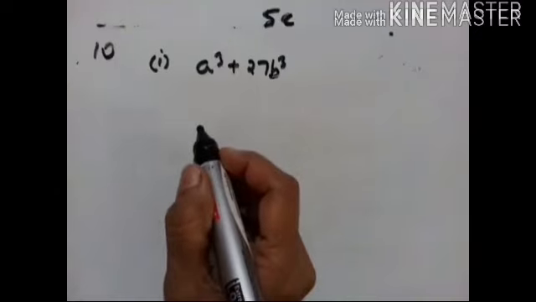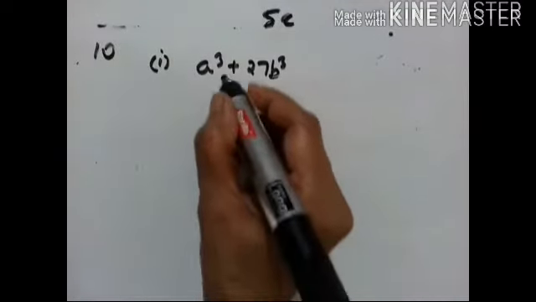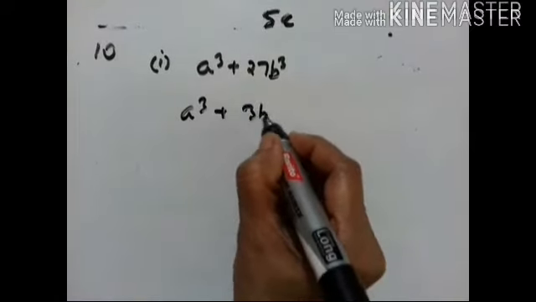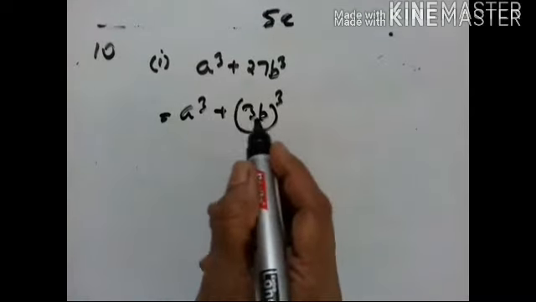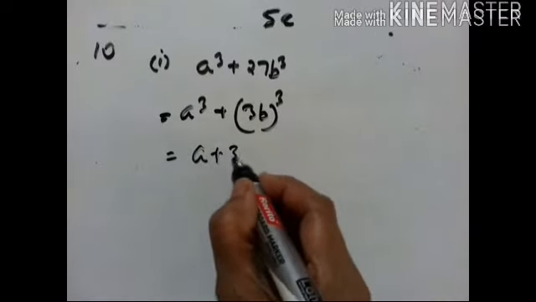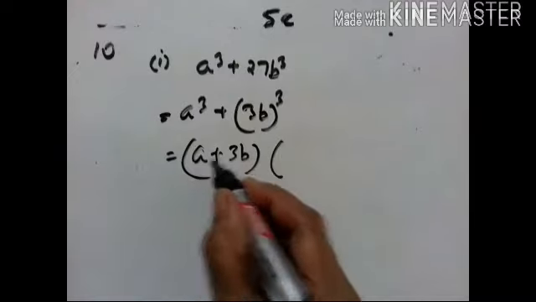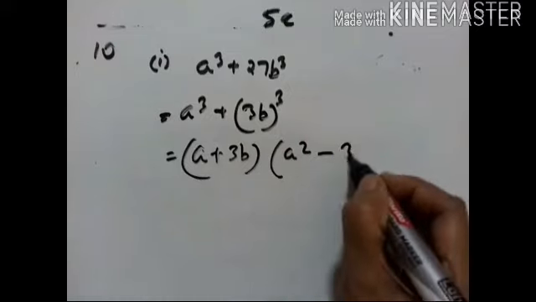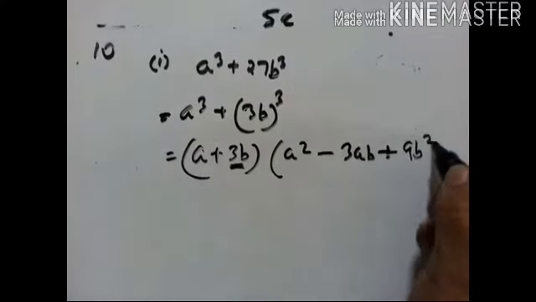Let us go to the example sums now. 10th example, first one. This is a cube plus cube root of 27, which is 3. We can make use of the a cube plus b cube formula. (a + b), here a plus 3b. This one square now, a square, minus ab, plus this one square, 9b square.